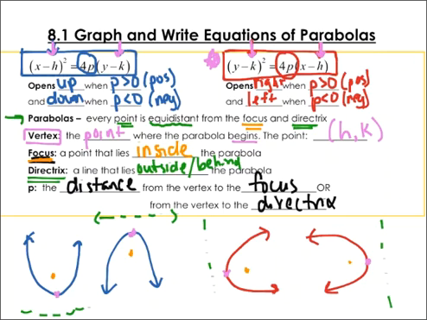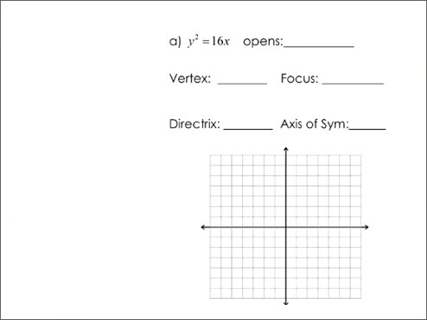So if we find that p value, it's going to help us come up with the focus, this point here, and our directrix, the line right here. And what I mean by that is the distance from the vertex to each of those are going to be the same. There's my congruent symbols. Let's try a couple examples.